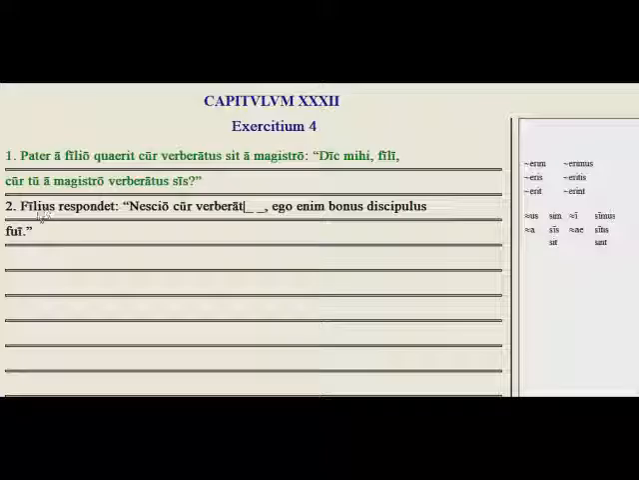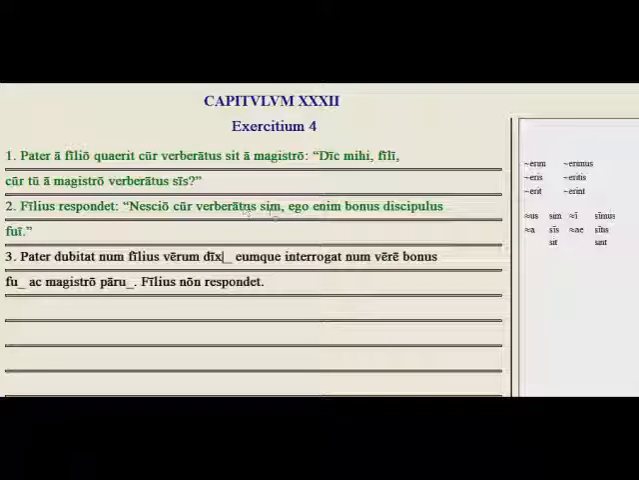And the filius responded, the son replies, I don't know why I was beaten. Verberatus sim, for I was a good boy. Okay, so go ahead and practice the rest of those active and passive forms of the perfect subjunctive. Let's go on to exercise 5.